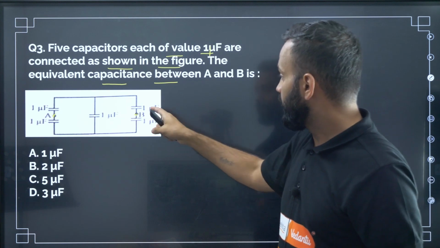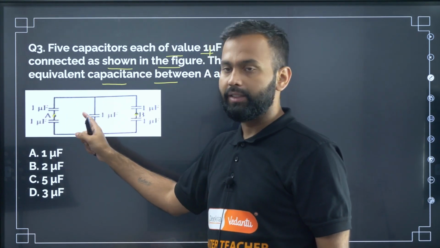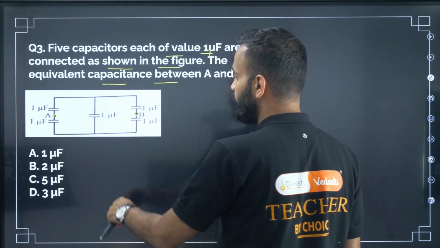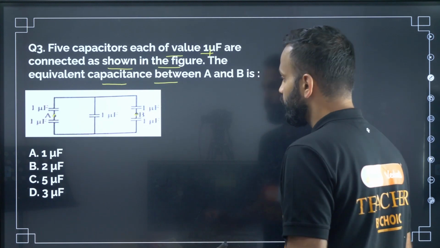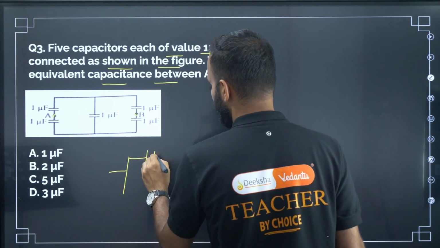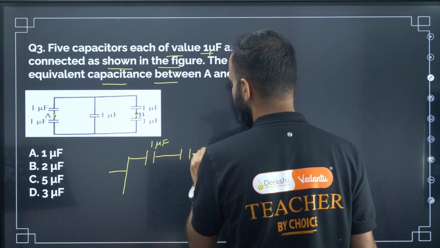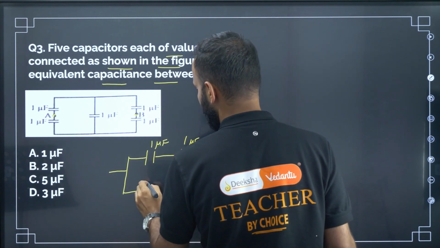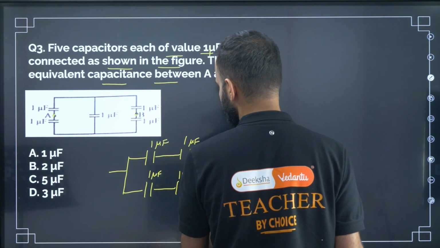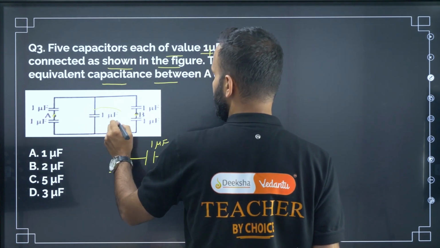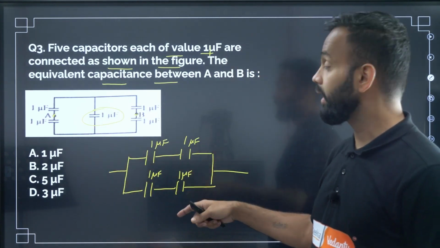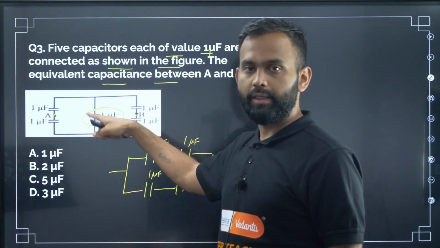This looks like a Wheatstone bridge. Taking the ratio, 1 divided by 1 is 1, so this is a balanced Wheatstone bridge. So I can redraw this diagram with 1 microfarad and then 1 microfarad. Here we can neglect this 1 microfarad capacitor, because the potential at this point and this point is the same, so the potential difference will be 0.